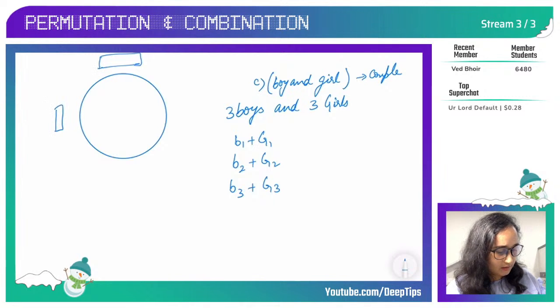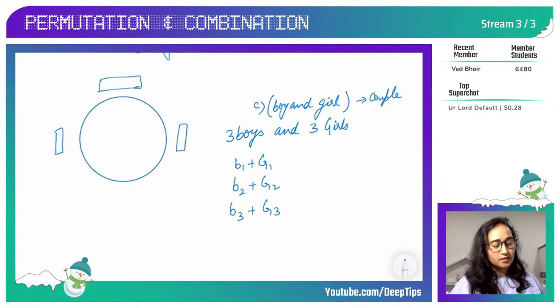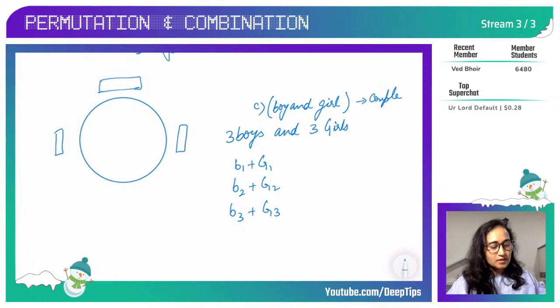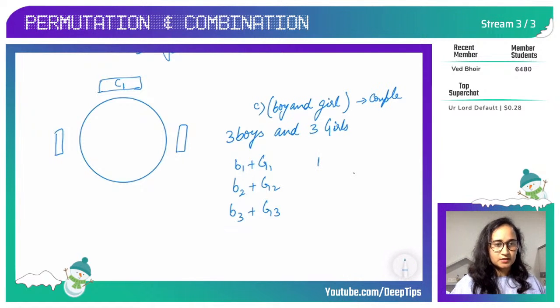So I kind of need only 3 places. So I can mark them like this, or maybe I can shift this down. So I need 3 places where I will put boy and girl together as one single entity, because it's mentioned in my condition that boy and girl will sit together. Their chairs are placed together. So now if couple 1 comes and seats themselves here, C1, that place is fixed.